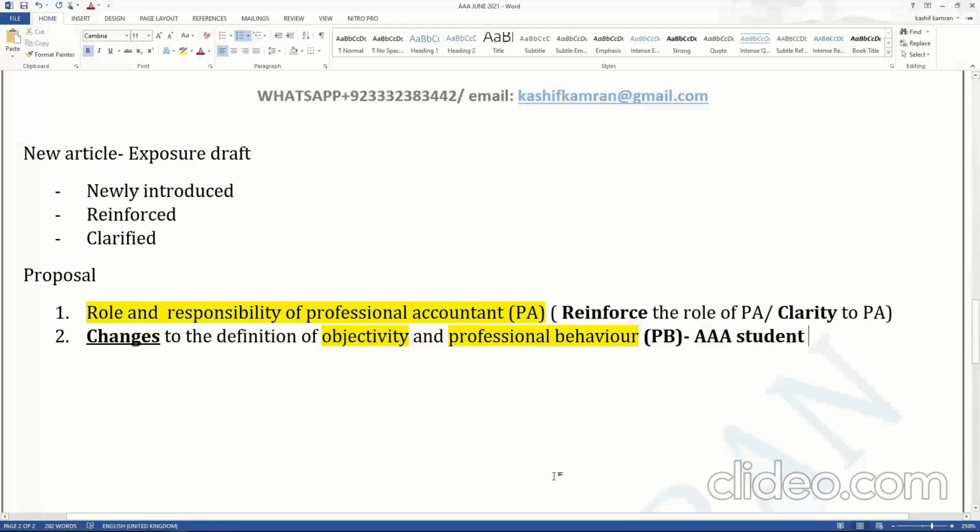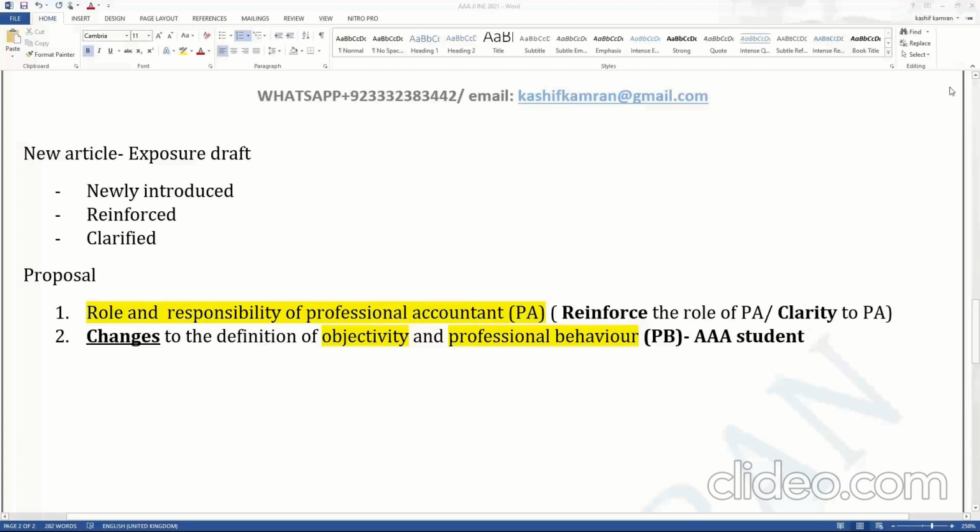What if the examiner asks you, explain the revised definition of objectivity, or define the revised definition of objectivity? Because every time a new article is tested, the new article is tested for knowledge. So you should know the definitions even. So many times in the past attempts, whenever the new article came in, the examiner has even asked for definitions from the new article.